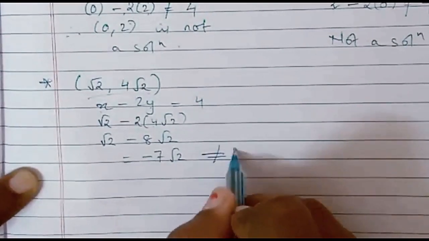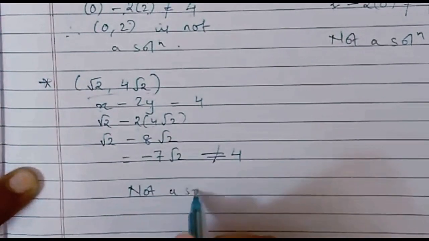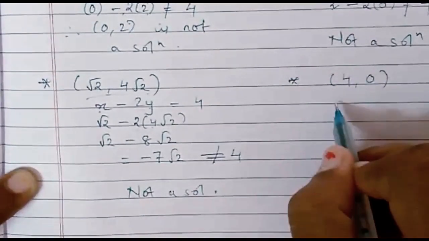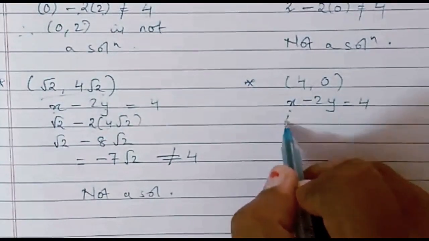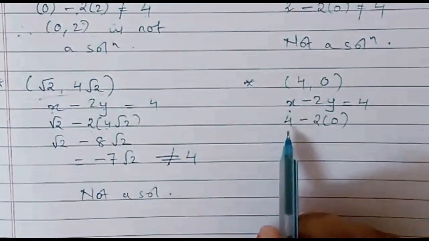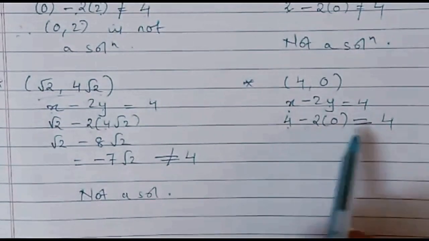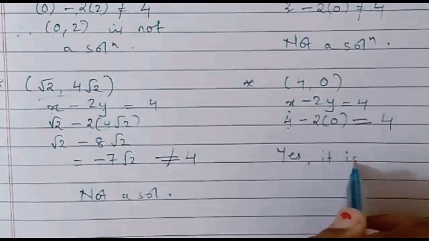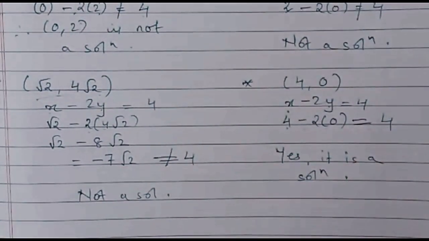Again it is not equal to our required answer 4. So again we will get it is not a solution. Let us check one more, (4, 0). Our equation was x minus 2y is equal to 4. In place of x I will place 4 and in place of y I will put 0. So this time we get 4 minus 0 is 4. So yes, this time the answer is matching. So we can say yes, it is a solution of the given linear equation. Like this you can try many more.